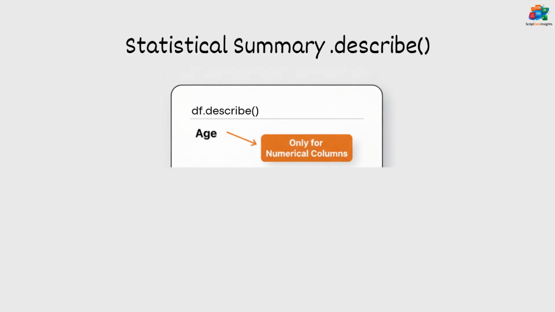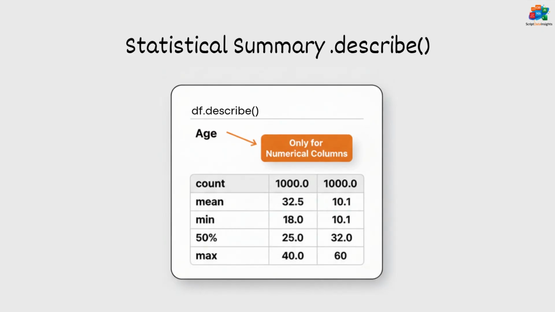Once you know your data types, you'll want to run a statistical summary using the .describe method. This is a powerful, one-line way to generate descriptive statistics. Be aware, however, that .describe is only for numerical columns, providing essential metrics like the count, mean, minimum, maximum, and percentile values, giving you a fast overview of the distribution and range of your quantitative data.